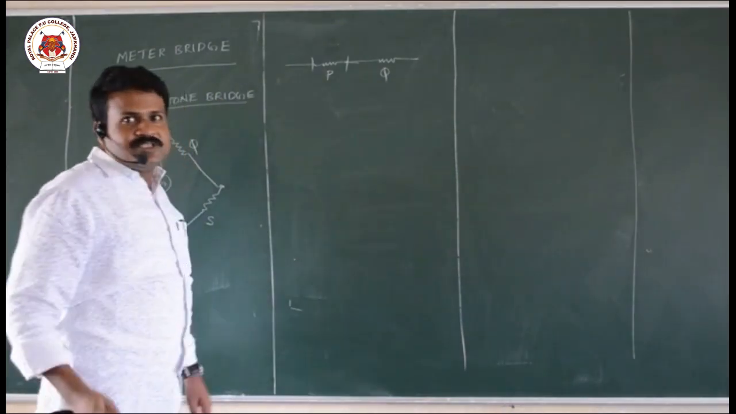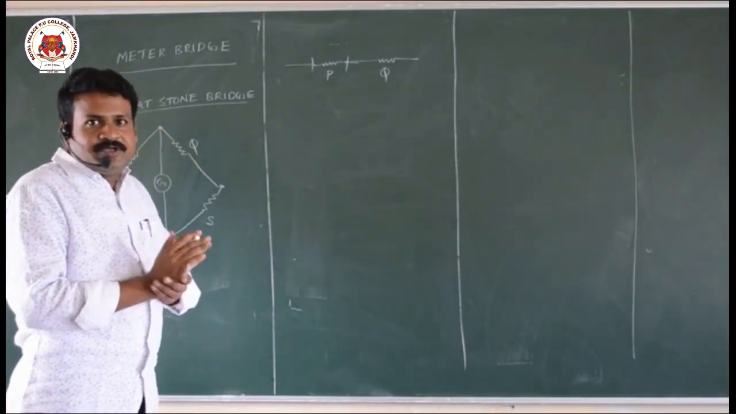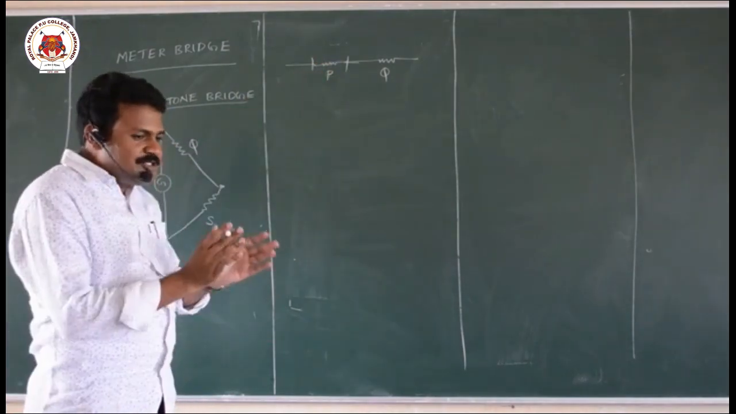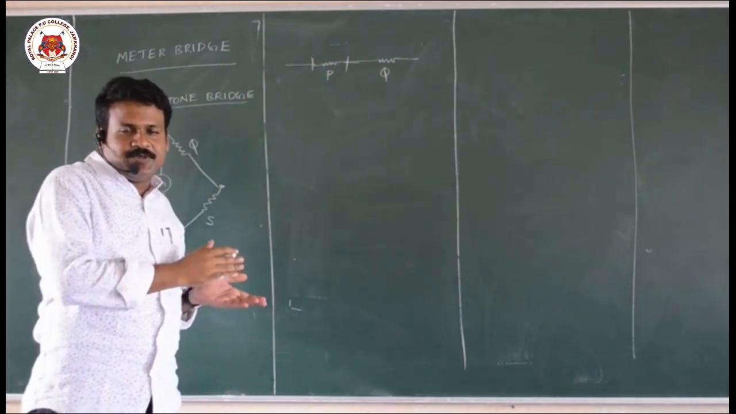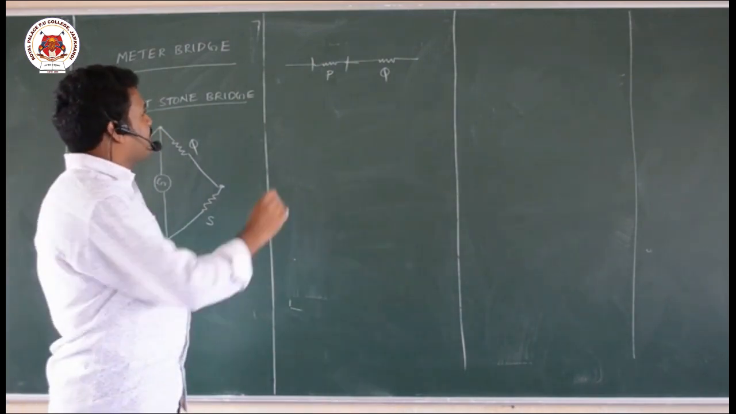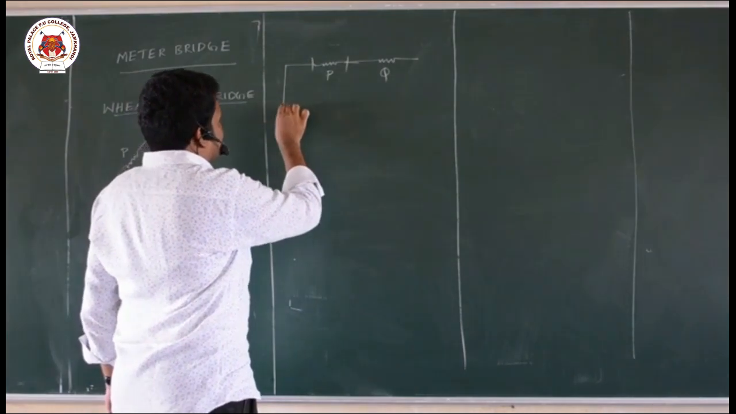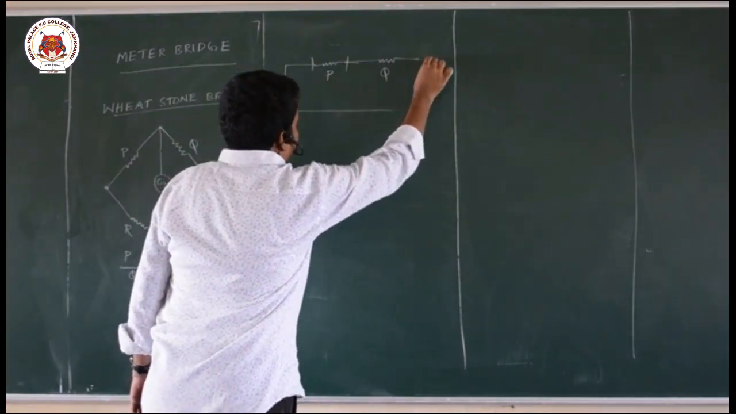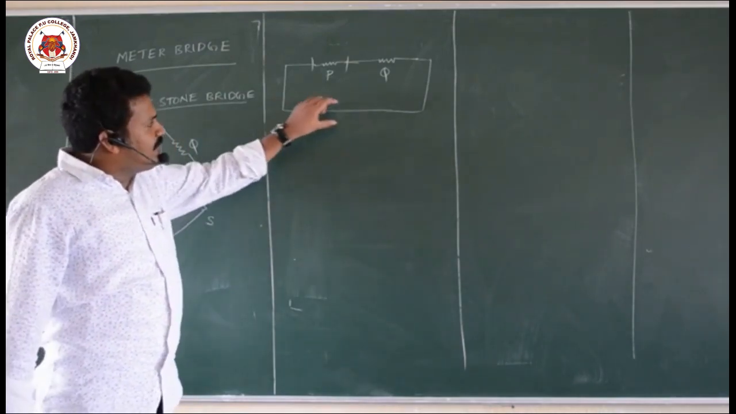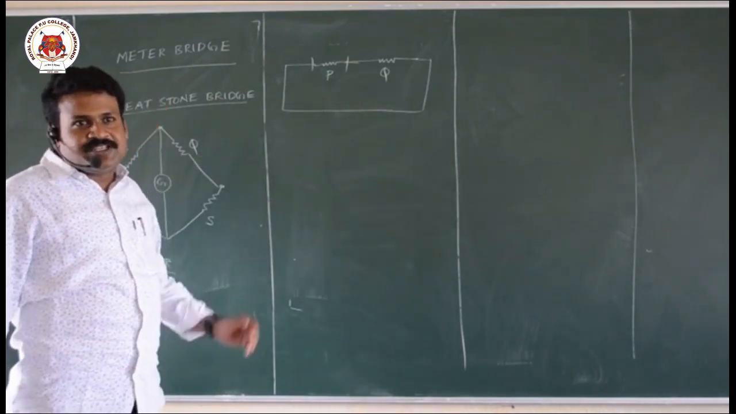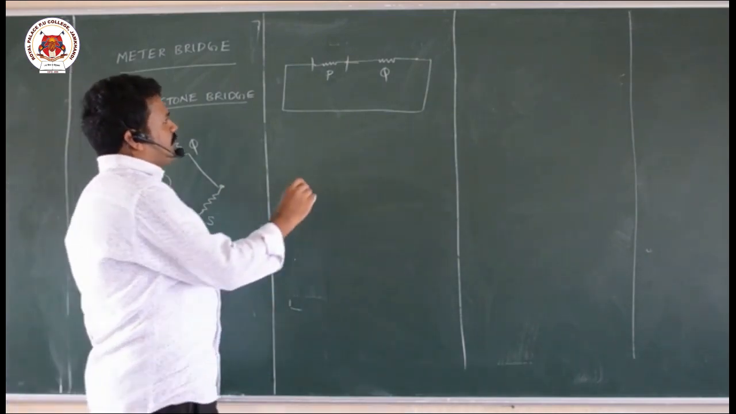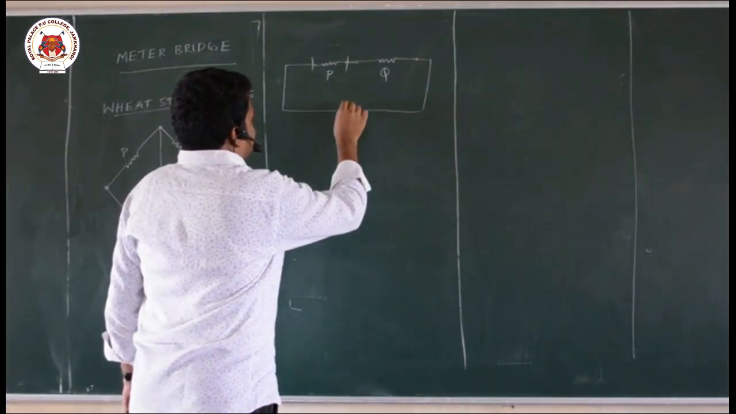Suppose this experiment is there for your PUC2 also. If you take a meter bridge instrument, you will see two gaps. The first gap towards the left side is called the left gap. The next gap is called the right gap. And this is connected to a uniform wire. Uniform wire means the thickness of the wire is the same everywhere, so that resistance is proportional to length. Now here there will be a movable jockey.